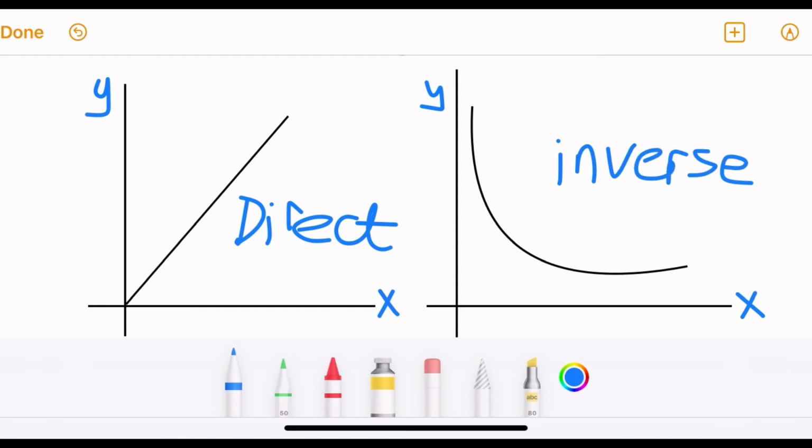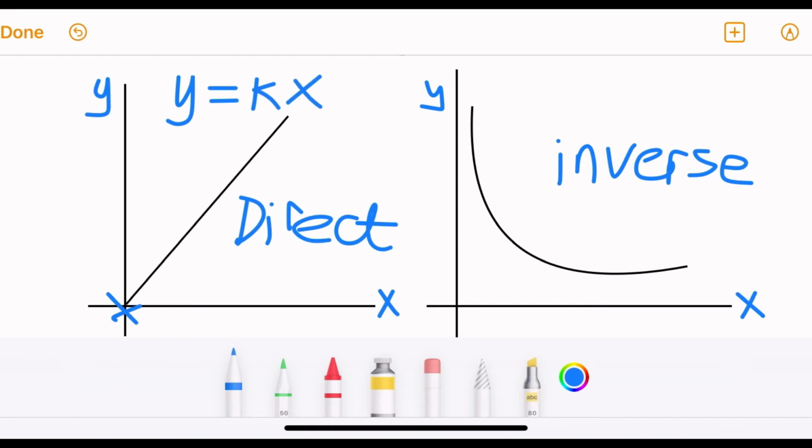To recognize a direct proportion, you will always see a graph with a straight line through the origin. When one variable is multiplied or divided by a number, the other will also be multiplied or divided by that number, and the ratios stay the same as they increase or decrease. So the equation for a direct proportion is y equals kx.